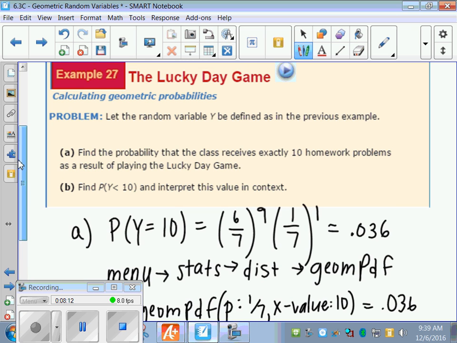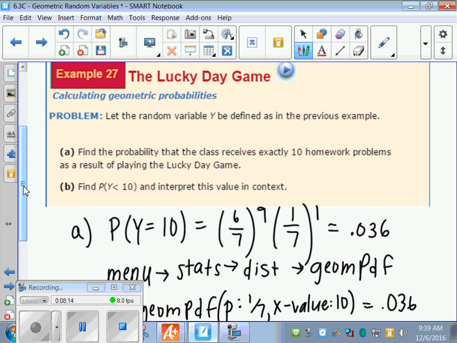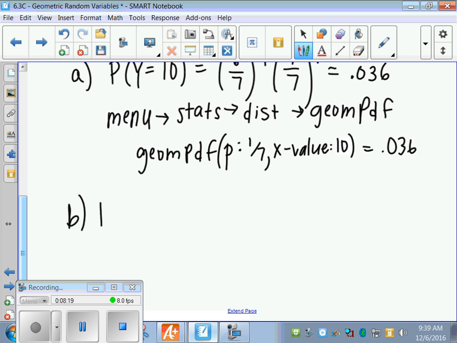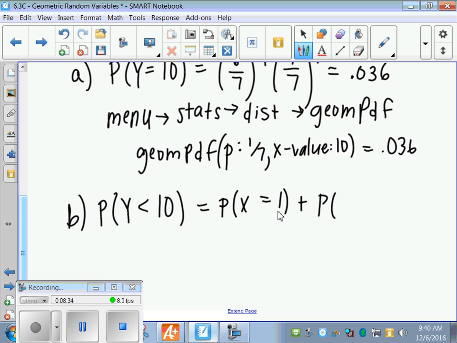Okay. Part B, find the probability that y is less than 10 and interpret this value in context. Probability that y is less than 10. So this is the sum of all of those formulas, right? So we want the probability of getting it right on the very first try, okay? The probability we get it right on the second try. Probability we get it right on the third try, dot, dot, dot. The last one would be the 9th try because it's less than 10, okay?